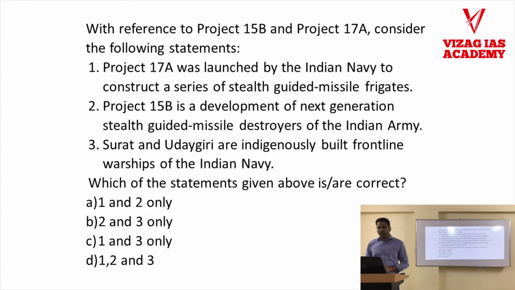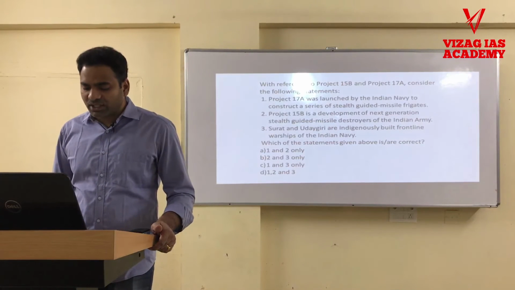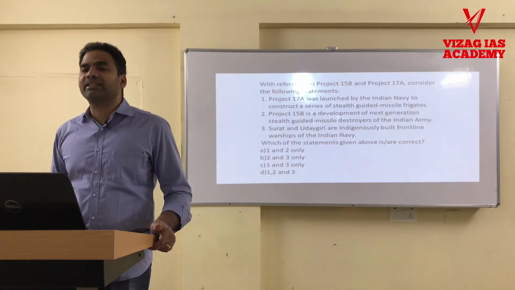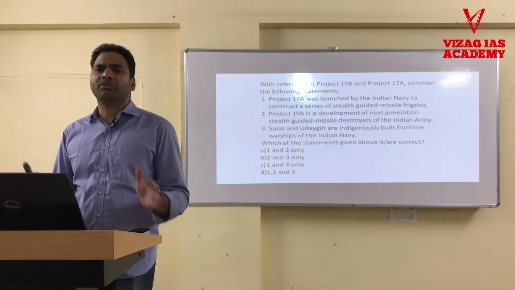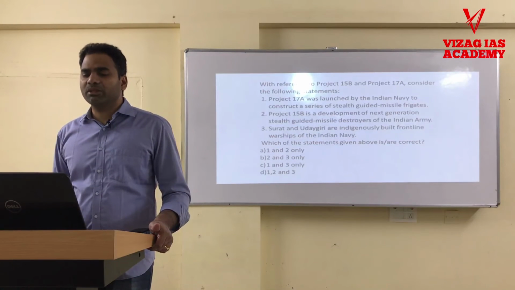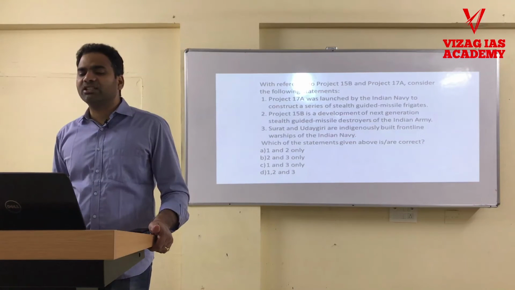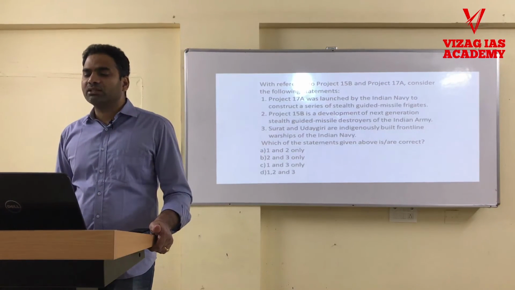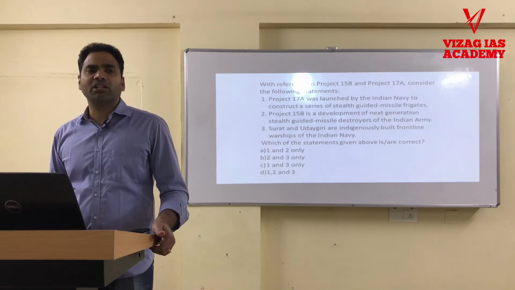Next, with reference to Project 15B and Project 17A, consider the following statements. Project 17A was launched by the Indian Navy to construct a series of stealth guided missile frigates. Yes, this is for frigates. Frigates are a kind of ship, warships, small sized ships. So 17A is for that. Next, Project 15B is the development of next generation stealth guided missile destroyers of the Indian Army, not the Indian Army, Indian Navy. Okay, 15B is also for the Indian Navy.